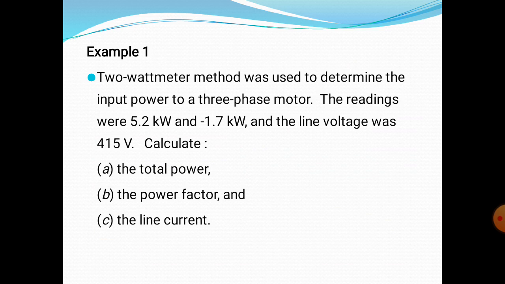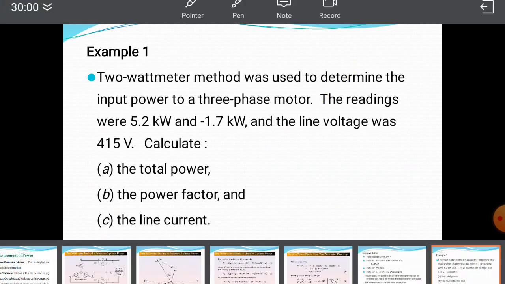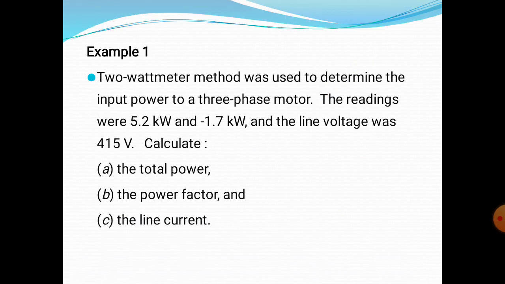Next, example 1. The two wattmeter method was used to determine the input power to a 3-phase motor. The readings were 5.2 kilowatts and minus 1.7 kilowatts, and the line voltage was 415 volts. Calculate, A, the total power, B, the power factor, and C, the line current. In this example, the given data: P1 is equal to 5.2 kilowatts, P2 is equal to minus 1.7 kilowatts.